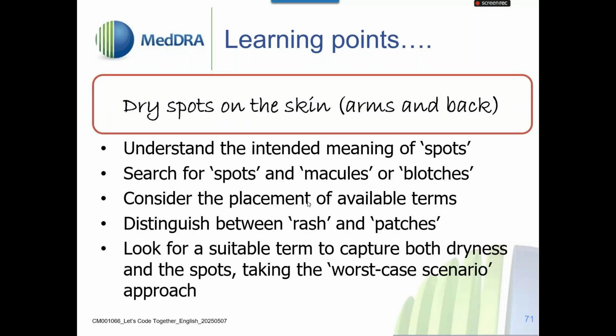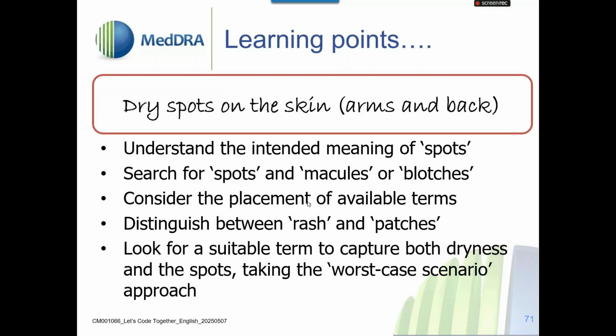Look for a suitable term to capture both dryness and spots. And here, if we take the worst case scenario, I would say I'll have to select a rash term, because I might look at that verbatim and think they're just pointing to dry areas, almost like localized dryness, dry spots. Do they mean dry areas? Are they saying localized dryness? But they could be saying it's a spotty rash. So, worst case scenario, to take a conservative approach, let's code it as a rash.